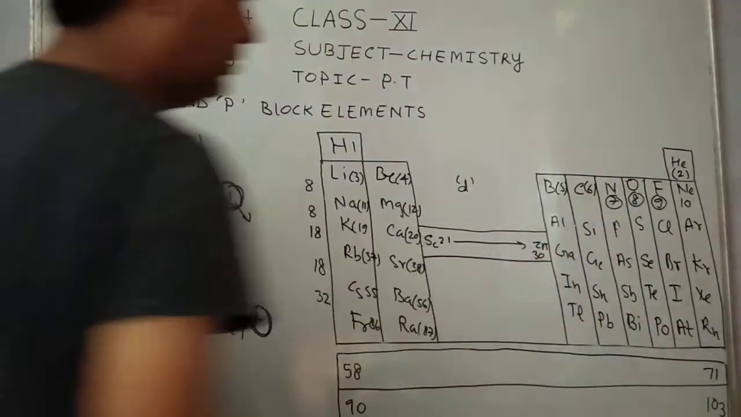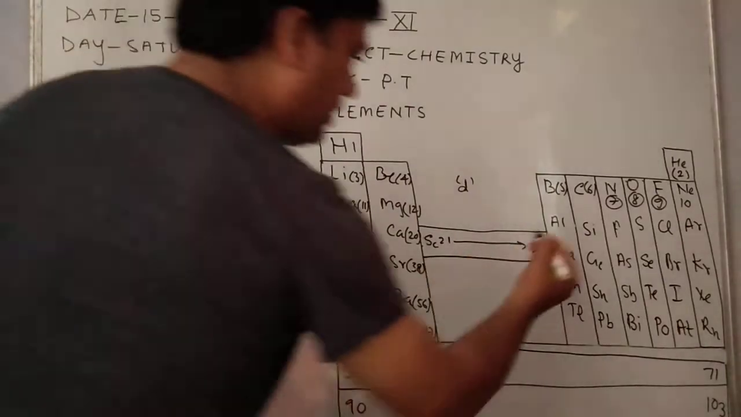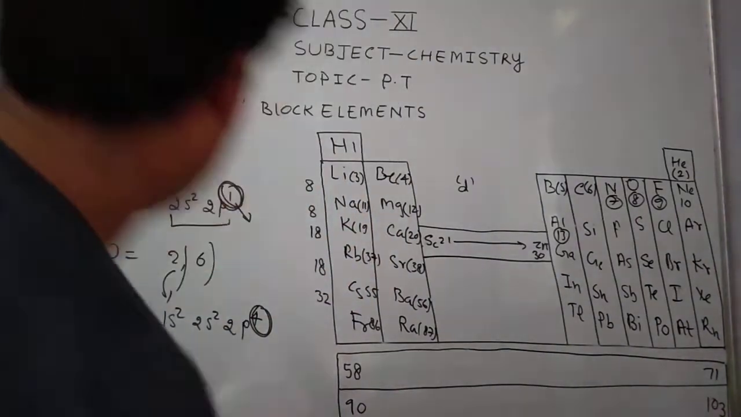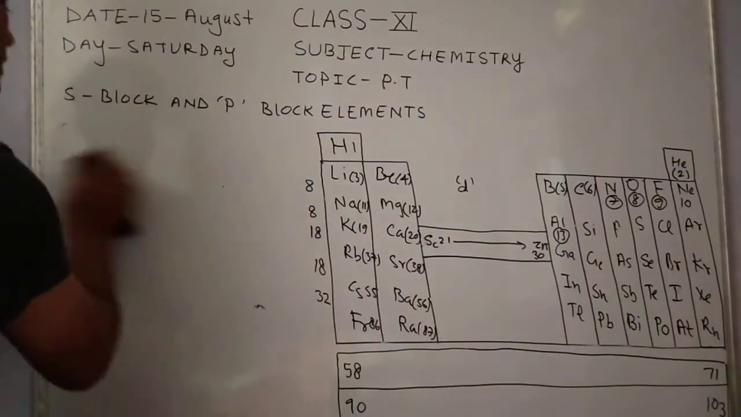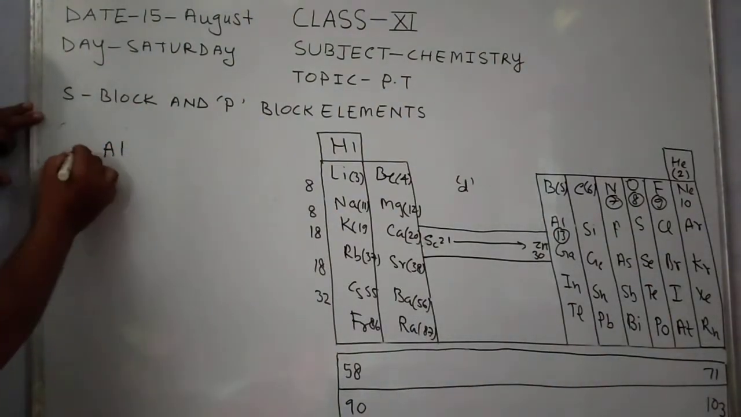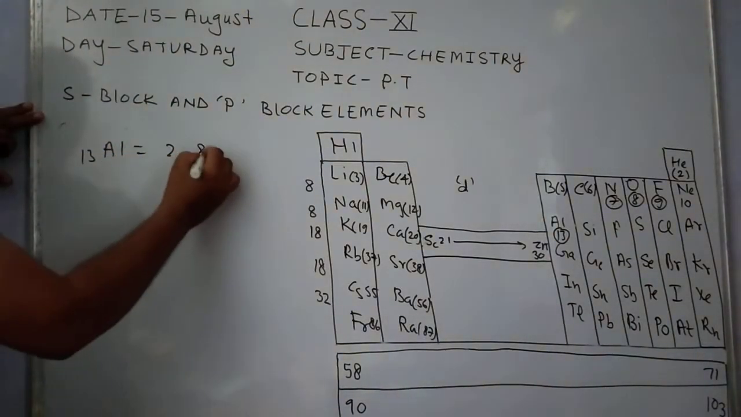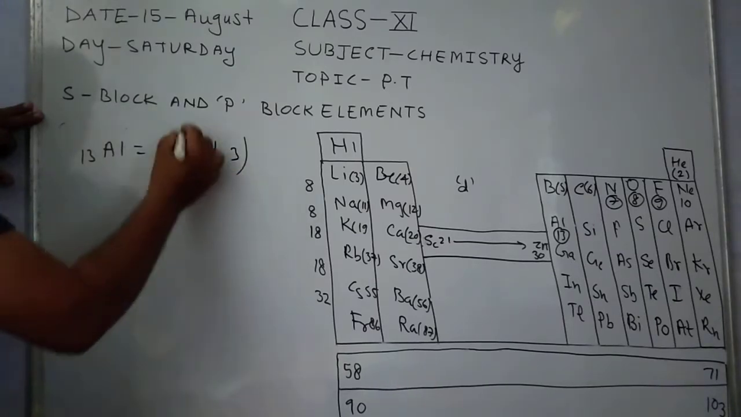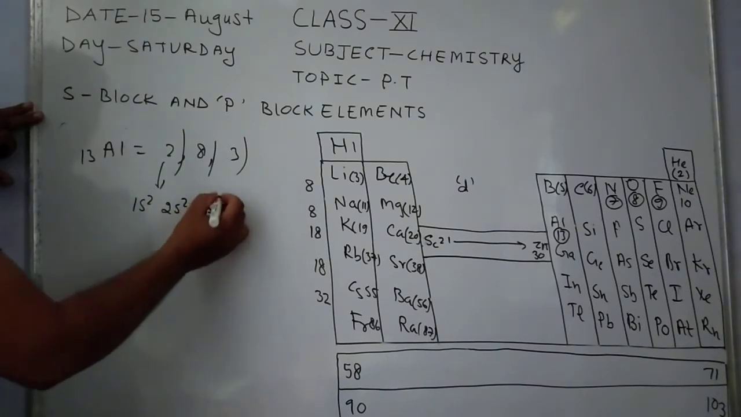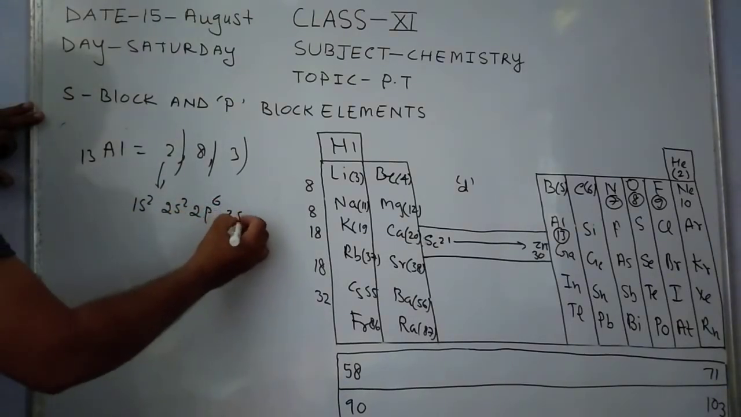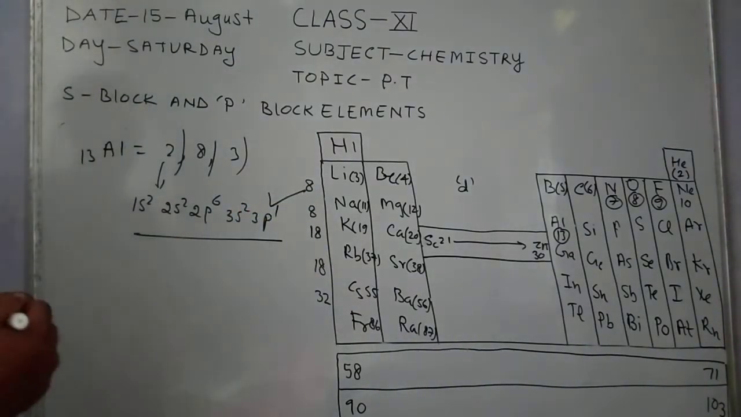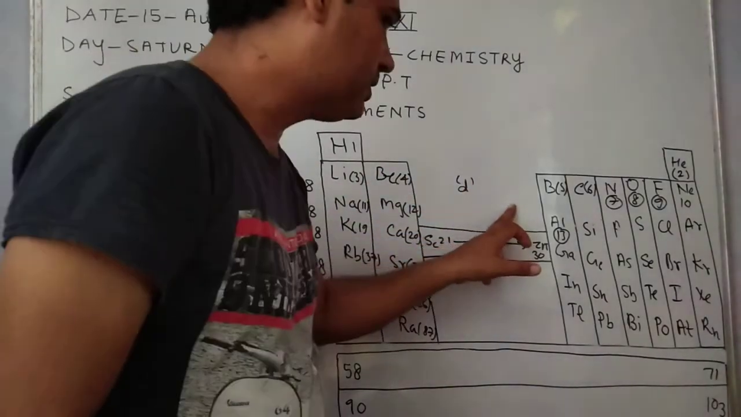In case of aluminium, atomic number is 13, so we can write the electronic configuration of aluminium as 2, 8, 3. So you can write 1s2, 2s2, 2p6, 3s2, 3p1. So the last electron enters the p subshell in case of aluminium, so it is a p block element.